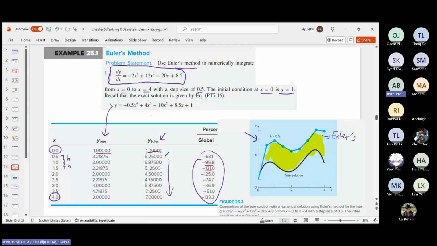Okay, take note of this. You see it increasing, because from the predicted value to the true value you can see the big difference. Then it decreases back. Then it increases back. That's the reason you get this trend of error. It depends on the function.